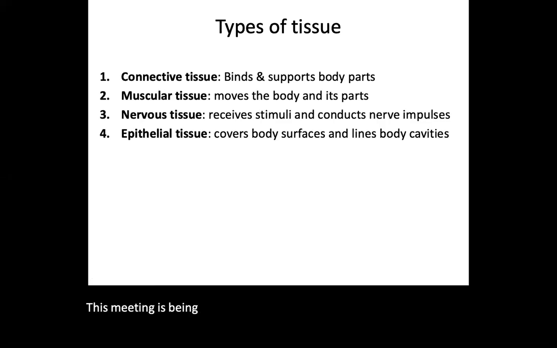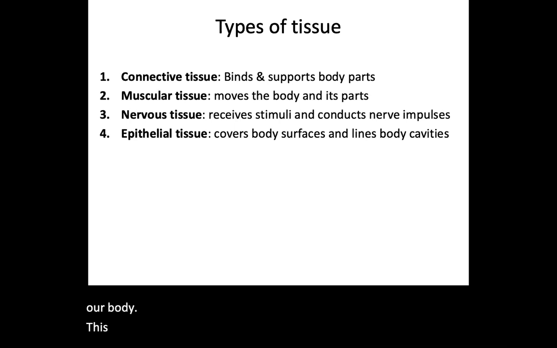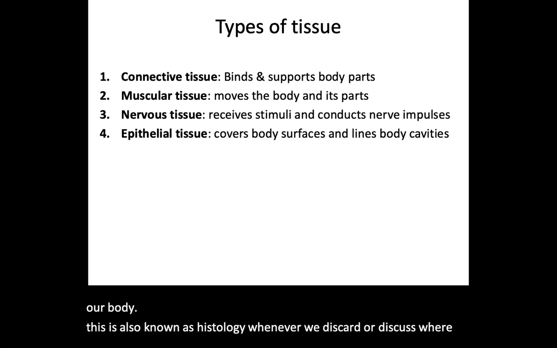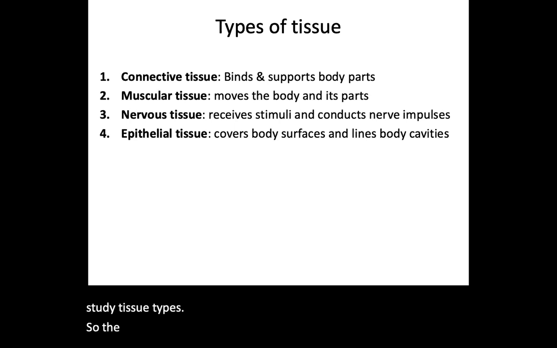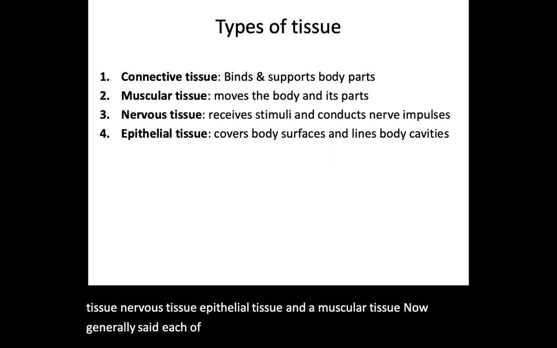Hi, everybody. Today we're going to be looking at our four main categories of the tissues that can be found in our body. This is also known as histology whenever we describe or discuss or study tissue types. So the four types of tissue that can be found in our body are connective tissue, nervous tissue, epithelial tissue, and muscular tissue.